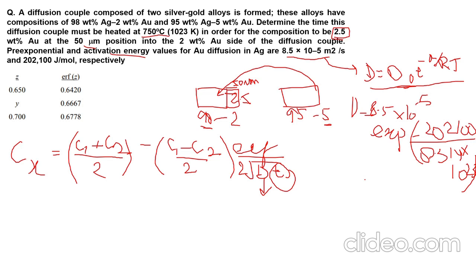Ma'am, in this formula, D is equal to D0 e raised to power minus Q upon RT. Should we put the value of R in joule? You have put in kilojoule. No, 8.314 is joule only. Okay, ma'am, 8.314 is in joules per Kelvin per mole. So you can put in the value and then tell me what is the value for D.